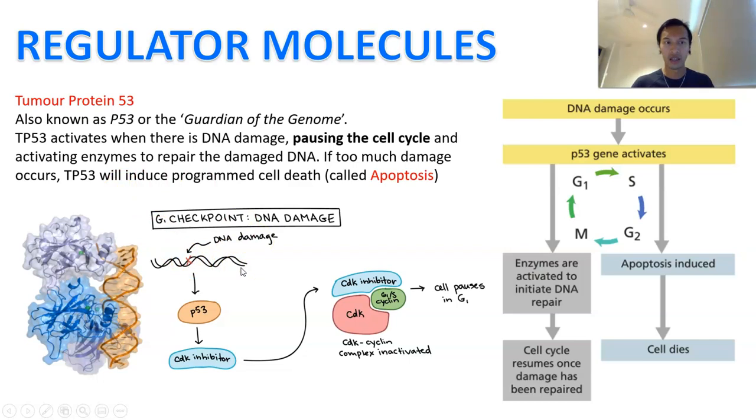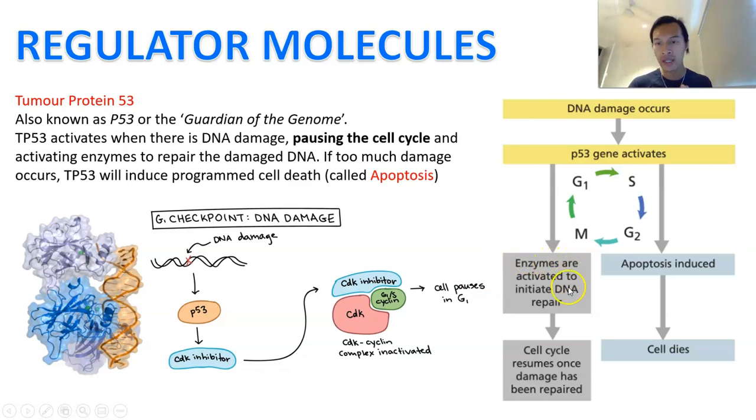Okay, if there is too much damage, let's say it occurs here, here, here, and here, and the cell deems that as a complete loss, it's going to actually program the cell to automatically die, and that process is called apoptosis. And so you get these two pathways. DNA damage is going to occur. The P53 gene is going to activate. It's going to pause that cell cycle, and then it's going to release these CDK inhibitor enzymes that are going to then pause that cell cycle.